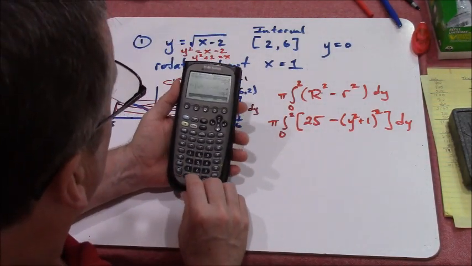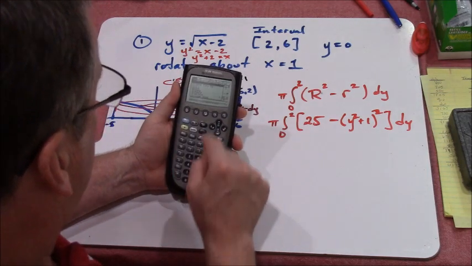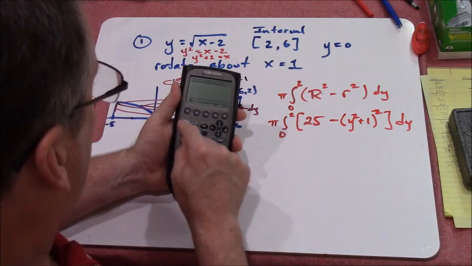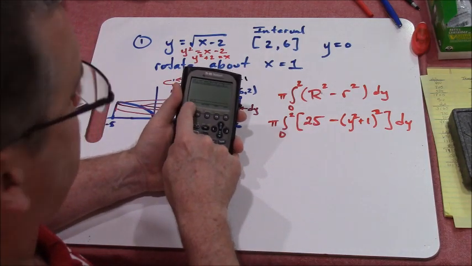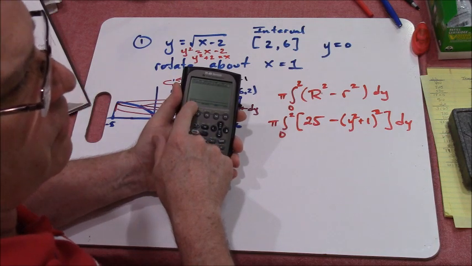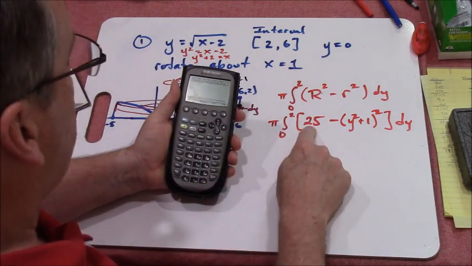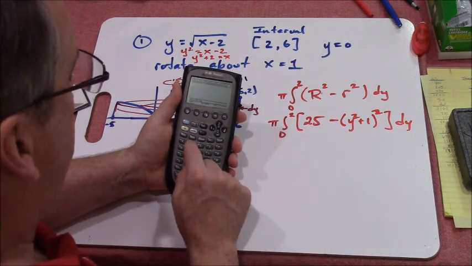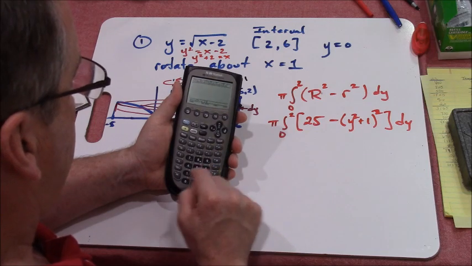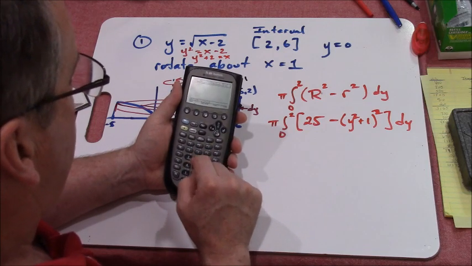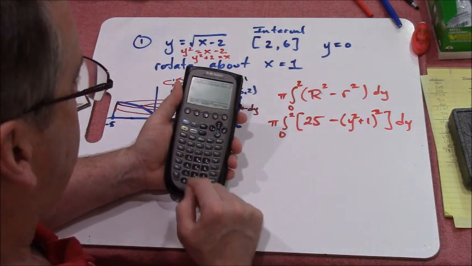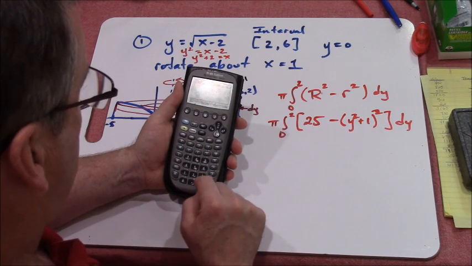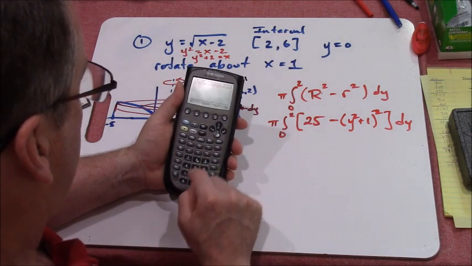So I've got pi times the integral. If you get any error messages on here, put a multiplication sign between pi and the integral. Sometimes that makes a difference. 25 minus, in parentheses, I've got y squared plus 1. And then I need to square that with respect to y from 0 to 2.